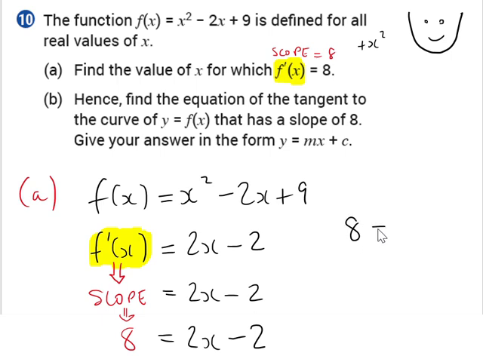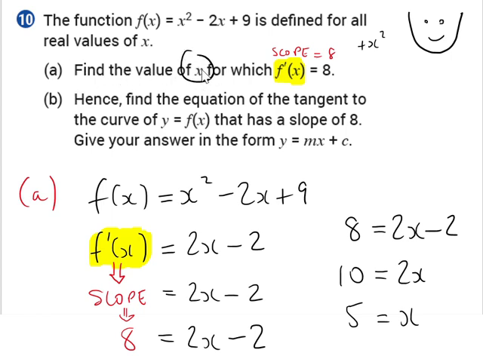So we have 8 is equal to 2x minus 2. So what I'm going to do now is add 2, and then divide by 2 to get x, and I get 5, and that is the value of part A. Find the value of x, and x is 5. So that is the answer to part A, and part B then says something a bit different.